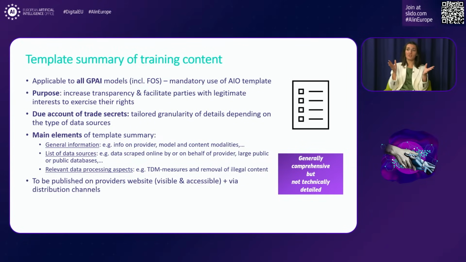So first, providing general information for the model provider, also the model itself, the different modalities, type of content used, then a very specific section on the list of specific data sources that were used by the providers, and then finally certain relevant data processing aspects that could support the effective exercise of the rights and increased transparency.